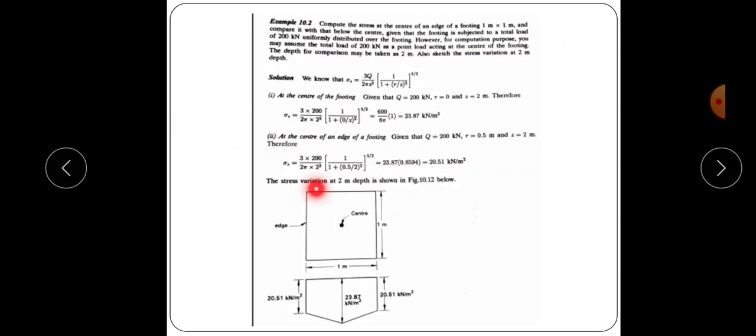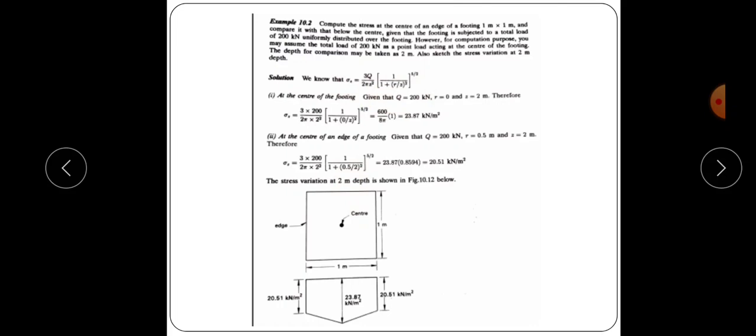So here there is a footing of 1 meter by 1 meter dimension, and at the center there is a load of 200 kilonewton which is uniformly distributed, and they have also given that we can assume the total load of 200 kilonewton as a point load acting at the center. Okay. So first you write down the Boussinesq equation.